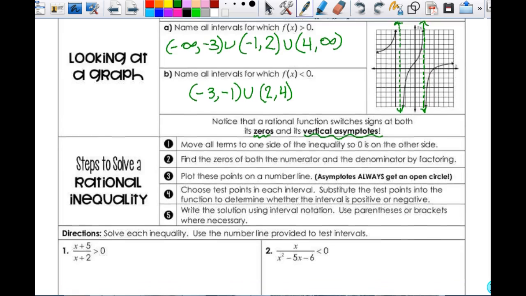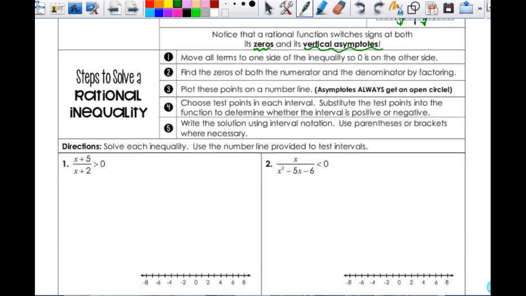So our steps are pretty much the same as the steps were for the polynomial ones. We move all the terms to one side of the inequality, so 0 is on the other side. Find the zeros, this time of both the numerator and denominator by factoring. We plot them on the number line. Asymptotes always get open circles.